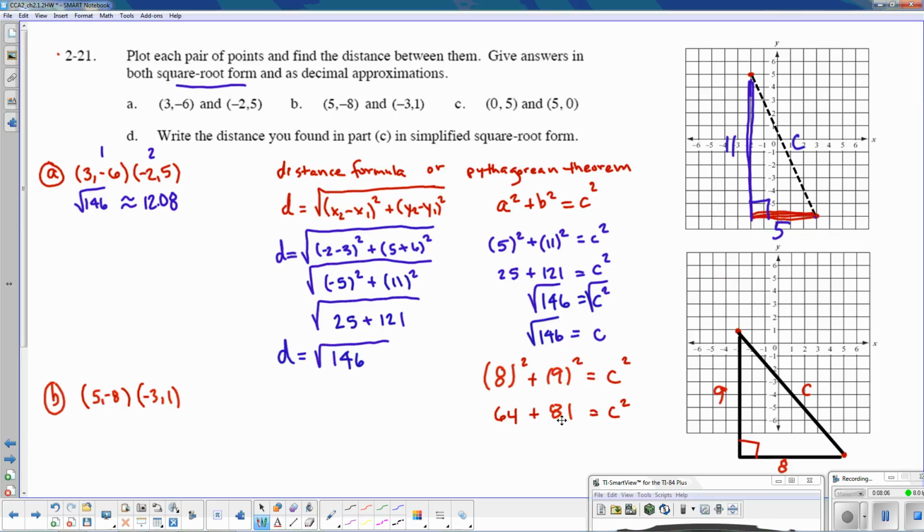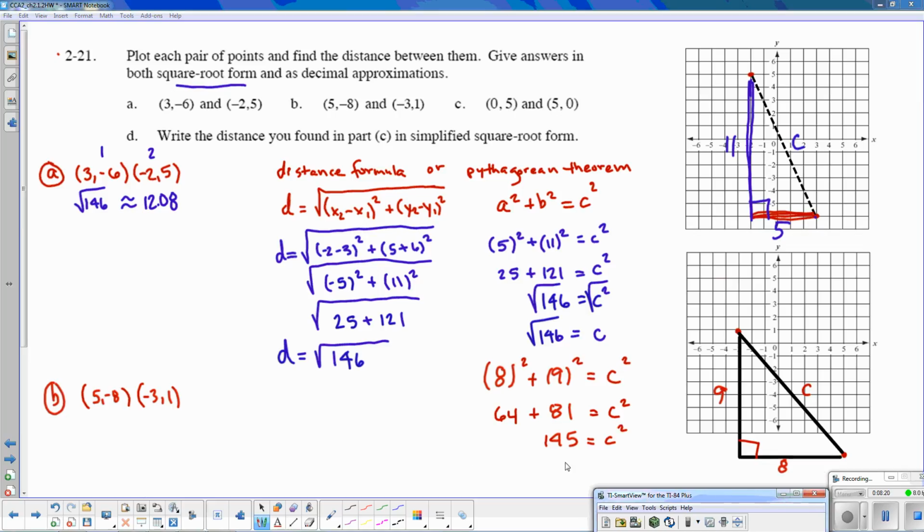So 60 plus 80 is 140, plus 5 would be 145, equals C squared. And then to get it by itself, we can take the square root like we did on the problem before, and we get the square root of 145 equals C, because we can't have a negative in this case. So our radical form, or square root form, is the square root of 145. And the decimal approximation should be pretty close to what we have up here.